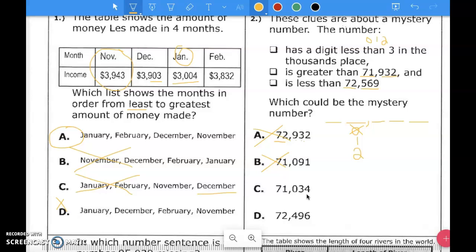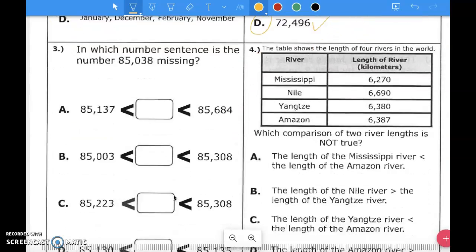71,034 has to be greater than that number. And this one is 71,034. This one is not greater than that number. So this is my only choice. Is it greater than 71,900? Yes, because it's 72,000. Is it less than 72,500? Yes, because it's 400. And does it have a two or one or a zero in the thousands place? Yes. Okay, this one fulfills all the requirements.